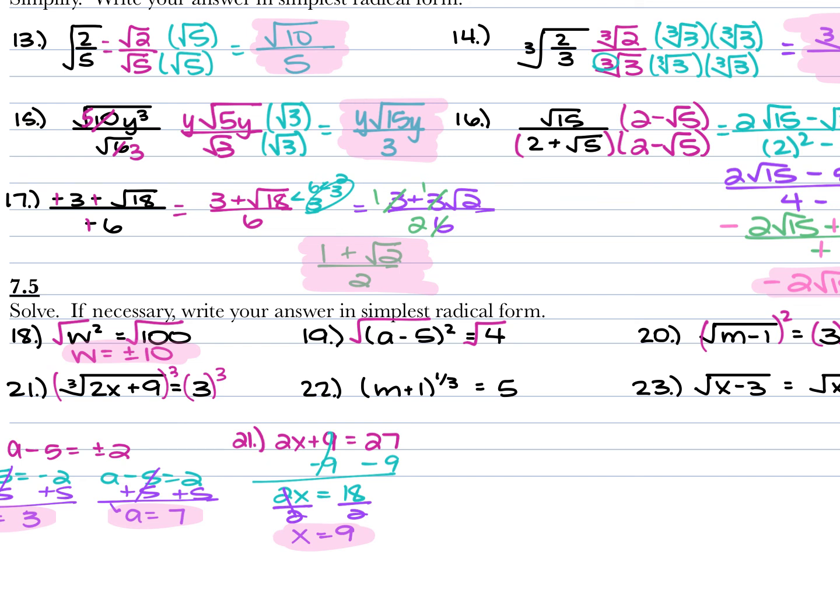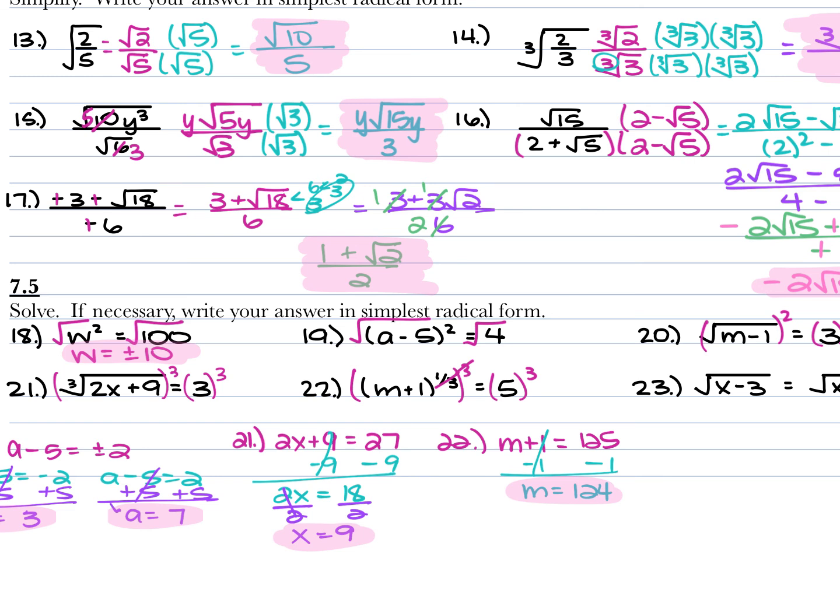For 22, you have m plus 1 to the power of 1/3 is equal to 5. Your denominator on that power is 3, so you can raise each side to the third power and work with that. So this is going to cancel out your power, so you're just working with m plus 1 is equal to 5 cubed, which is 125. You subtract your 1 over, and you're just left with m is equal to 124. Again, plug it in, simplify. The cube root of 124 plus 1 is the cube root of 5, which is 5.